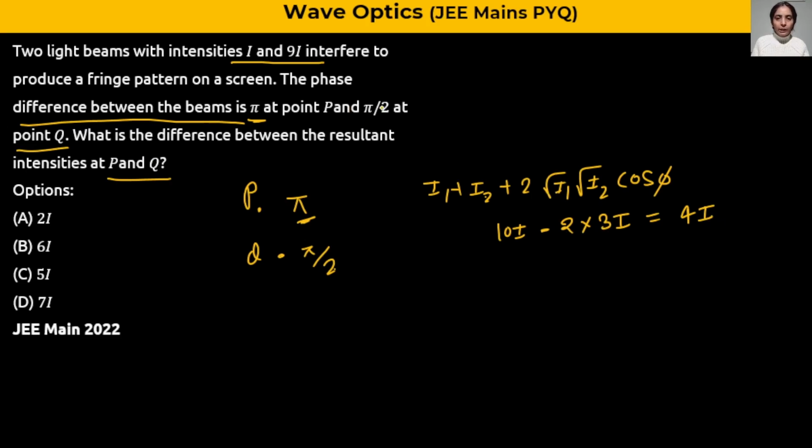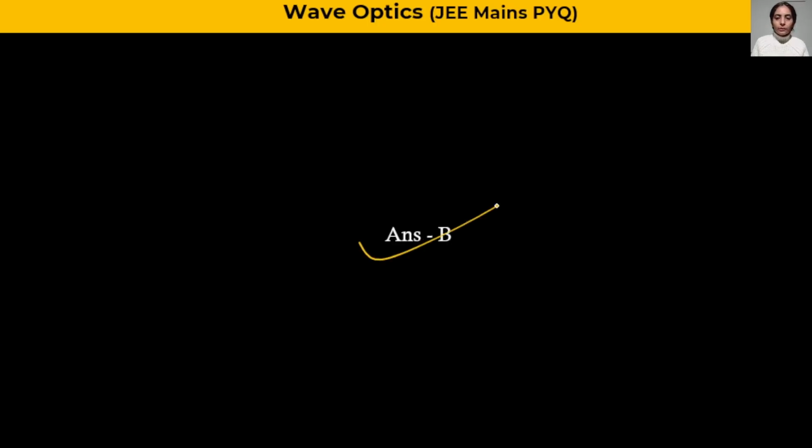Now at point Q it will be how much? This is pi by 2. So if you put phi as pi by 2, you will be left with I1 plus I2, so at this point you will be getting 10I. Now you're being asked the difference between these two. At one point it is 10I, at the other it is 4I. So the difference is 6I, and the correct option will be B. Okay, so this is your correct option.